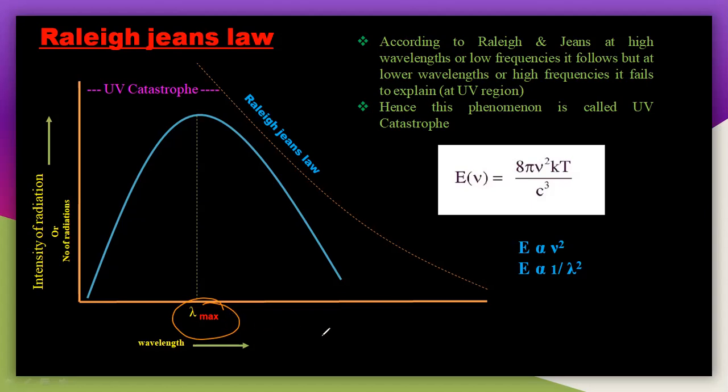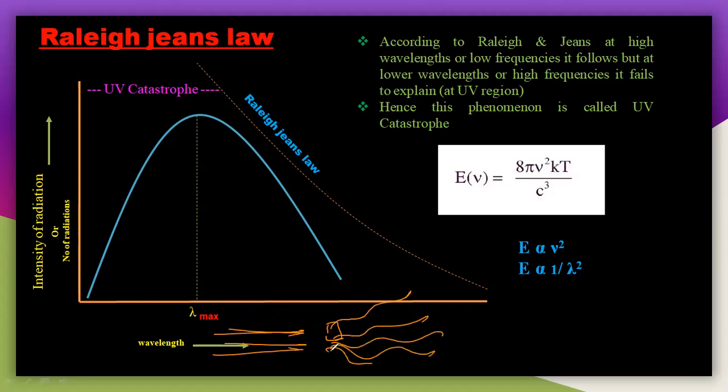So ikkada lambda max ante maximum wavelength dagara kaadu. It is a wavelength. It may be 200, it may be 300, it may be any wavelength, but the molecules are very high. So the number of radiations is very high at this particular region here. And take ipudu oka body undi, oka certain body undi, dini heat chestunnam, temperature ichunnam. So idi radiations release chestadi. Idi radiations release chesthe different radiations release chestundi.